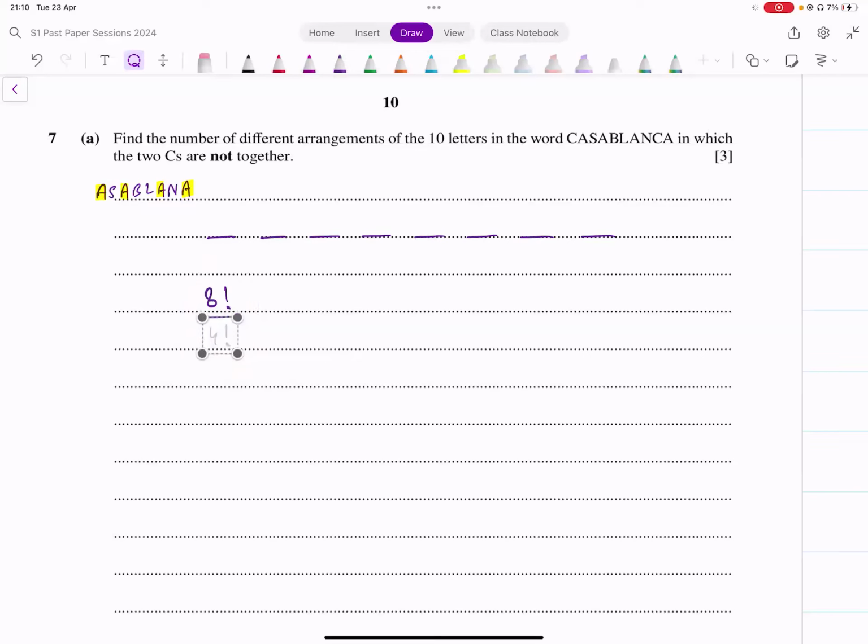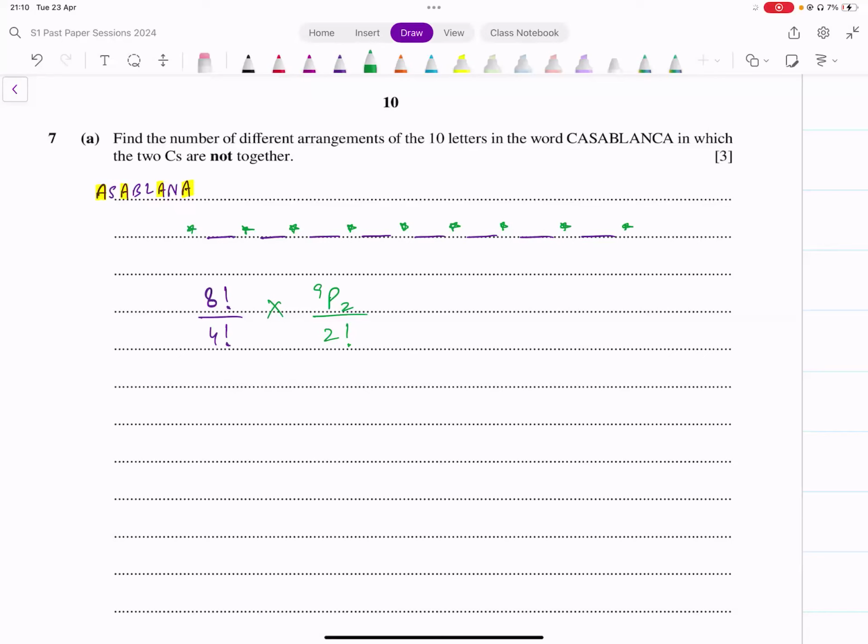And now what about the C's? C's could come in these gaps between them. 1, 2, 3, 4, 5, 6, 7, 8. There should be 9 gaps. Yeah, there are 9. In these 9 gaps, you need to place the C's. You could do 9P2, but then both of them are identical, so you would divide by 2 factorial because both C's are identical.